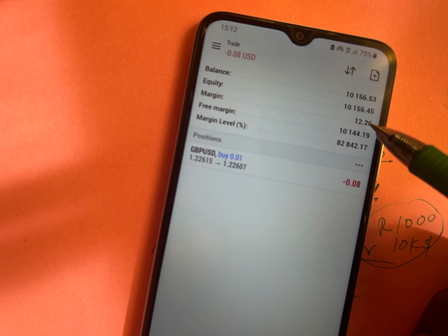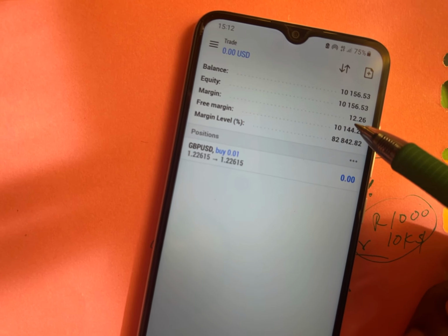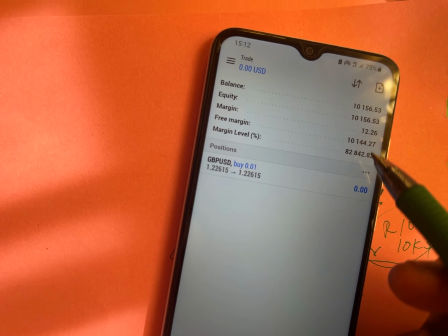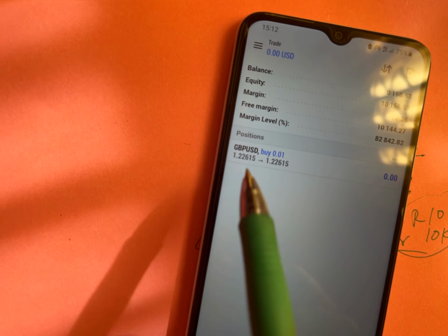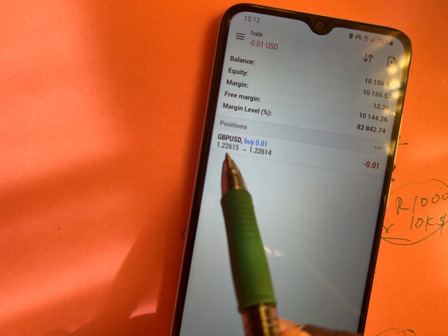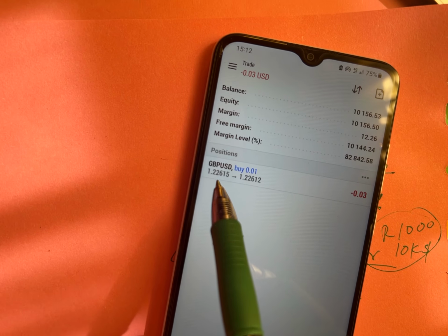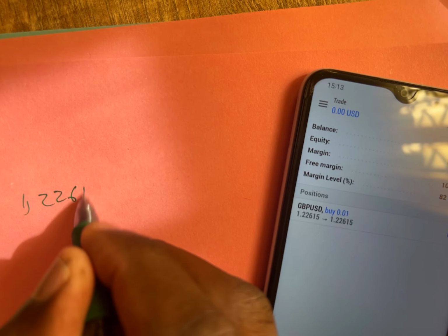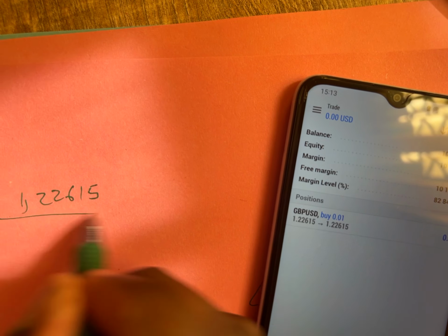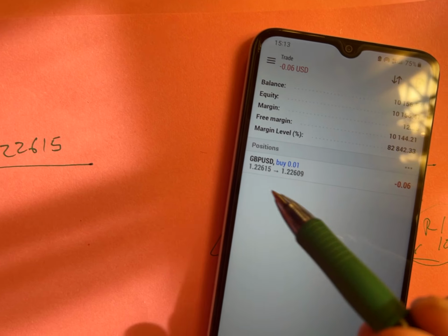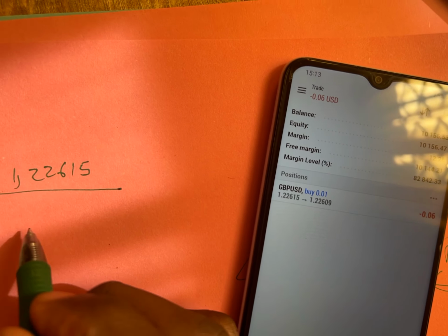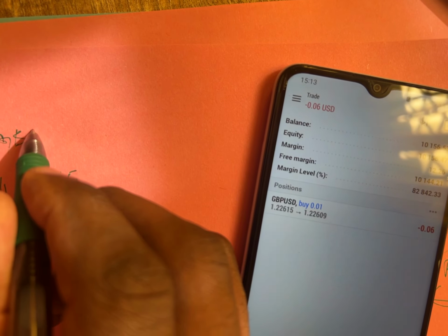We come here, we see that we need only $12 to open 0.01. Now for us to count this $12, how did we come to it? First, we need to take the price at which we bought GBP USD, which is 1.226115. This is the price where we bought GBP USD. All right, forgive me for my handwriting.